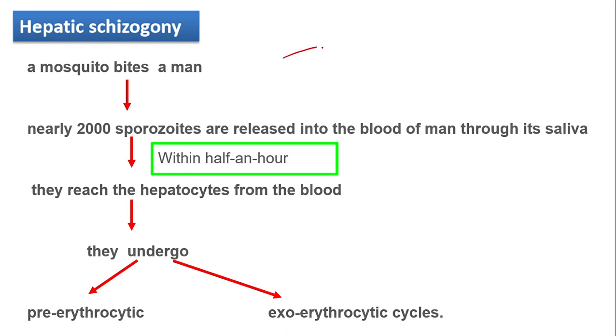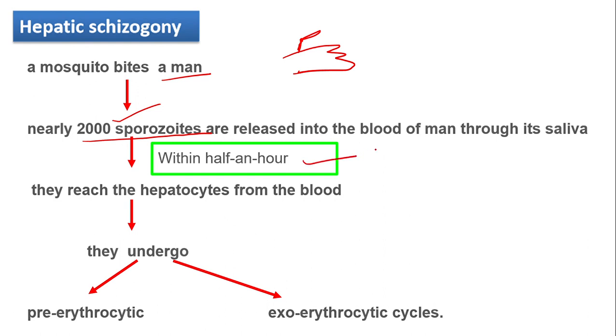So mosquito will come. Mosquito इधर आ गया. Mosquito ने bite किया. Mosquito comes and bites human. Once it bites, it is going to insert 2000 sporozoites. एक मस्कीटो आया, मस्कीटो ने ह्यूमन को बाइट करा, बाइट करते ही उसके सलाइवा के थ्रू 2000 sporozoites are going to enter into your body.